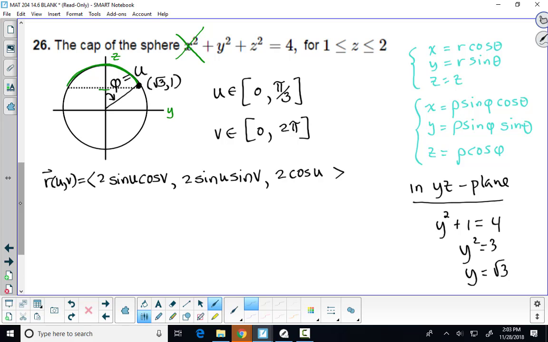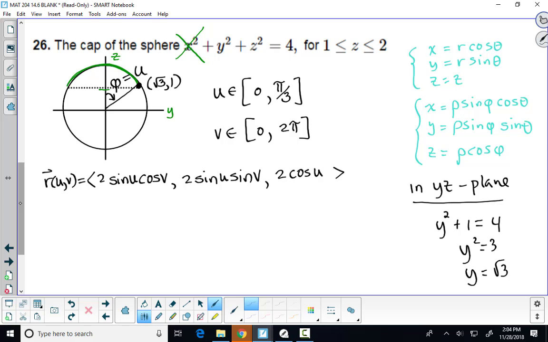Is that doubled? No. Why not? Because we're only finding the upper cap. Yeah, but you only have from the z-axis to that. But then theta goes 0 to 2 pi, so it pulls it all the way around. It's going to get the whole cap.